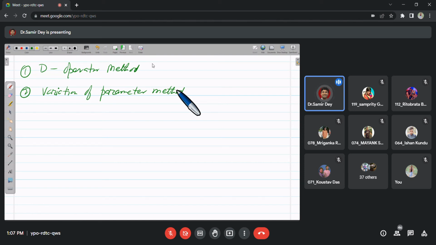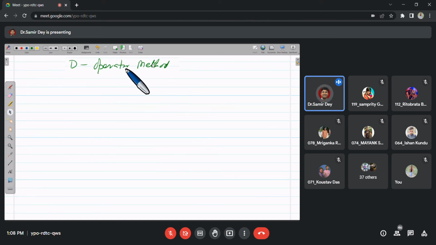Now, please write down. Suppose we want to use D operator method. I'm writing D operator method. Please write down D operator method. Now try to understand how to solve it and how to implement this process. So please write down solve. I can explain with the help of one numerical example.